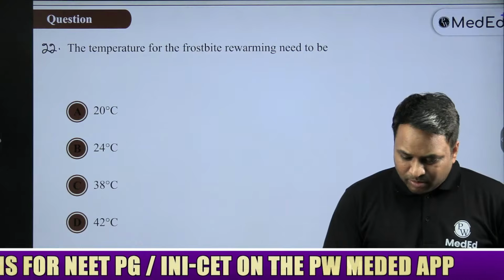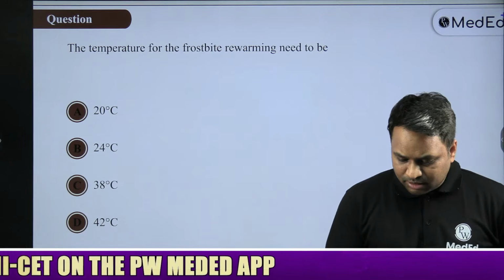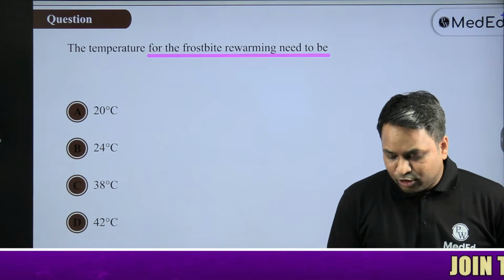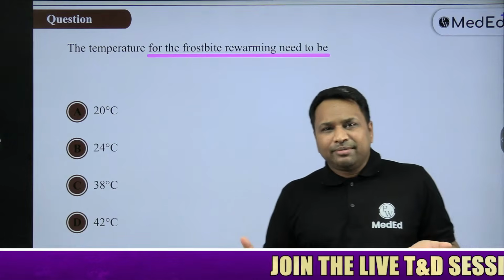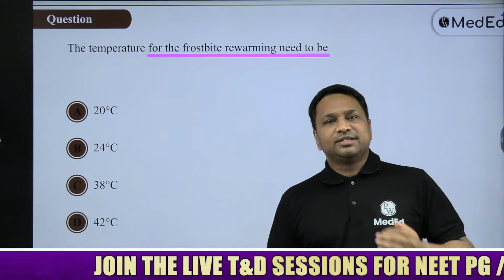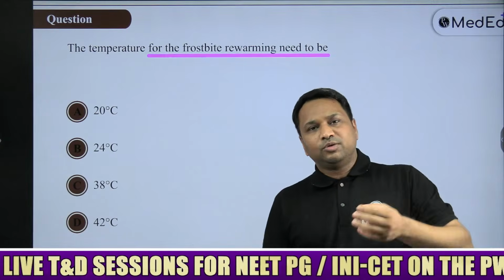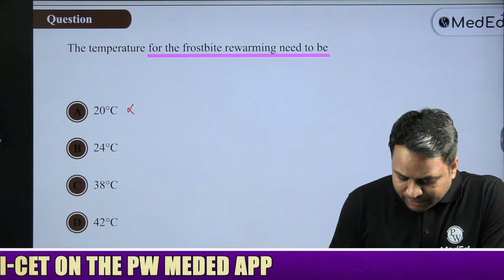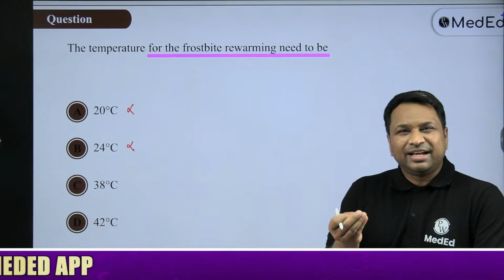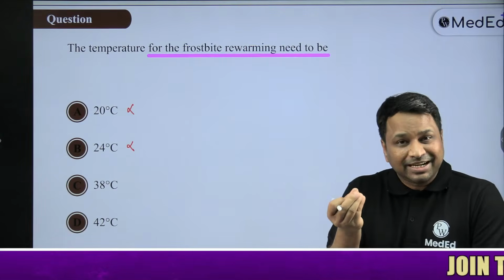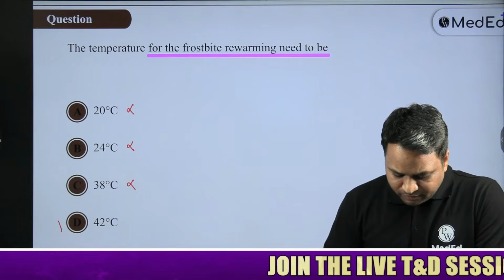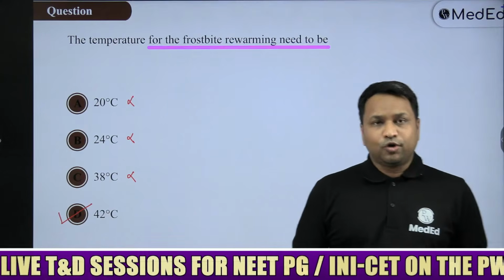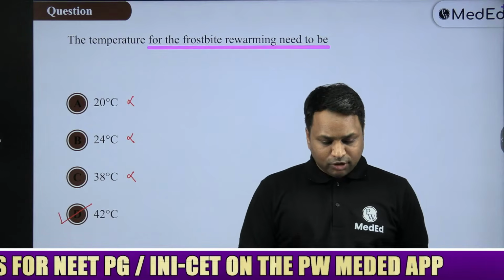Now, this is again a very common sense question, but this was asked in our last exam also. Temperature for frostbite rewarming needs to be at what temperature? Whatever is above your body temperature, right? What is your body temperature? 37 degrees Celsius. What is above your body temperature will allow the frostbite to defrost, right? So obviously, the first two options you can eliminate, 20 and 24. Now, 38 degrees and 42. 38 degrees is not hot enough to defrost it. So the best answer here is going to be 42 degrees Celsius. So this is for frostbite rewarming.